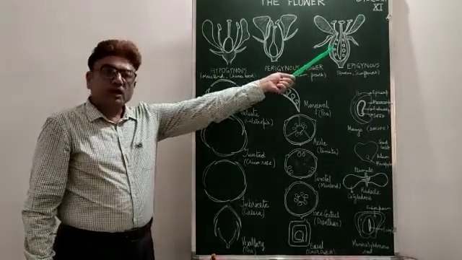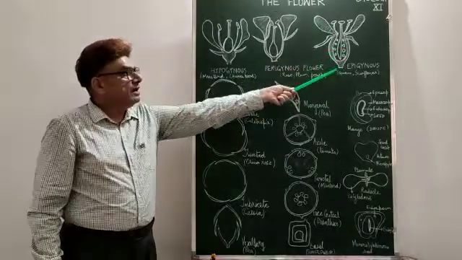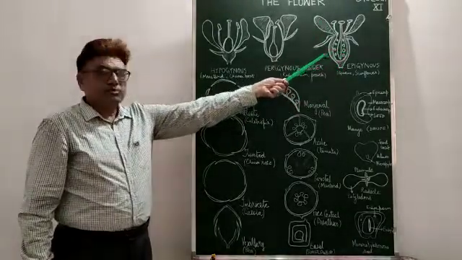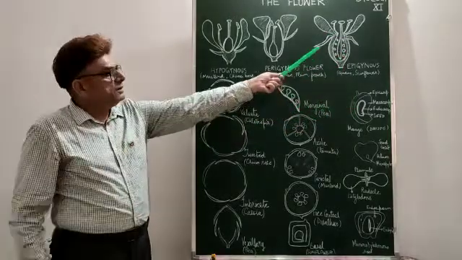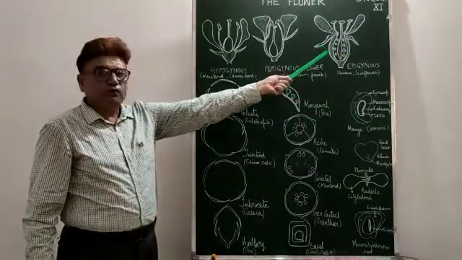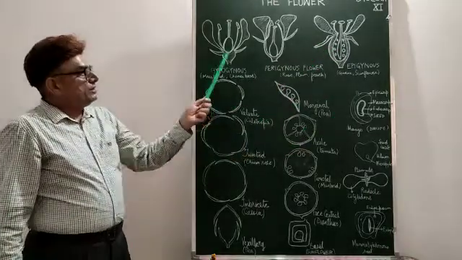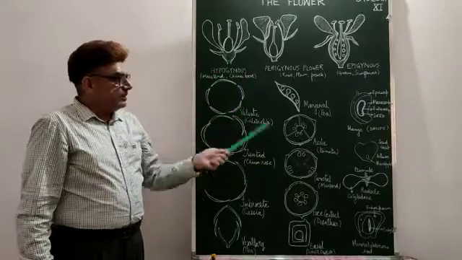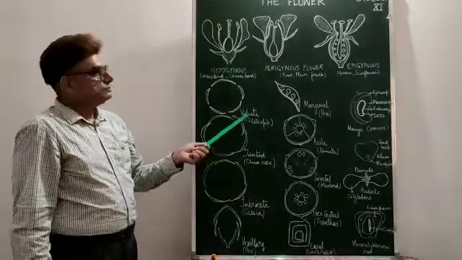Ovules, after fertilization, become the seed, and the ovary, after fertilization, becomes the fruit. This is the fate of the ovule and the fate of the ovary after fertilization, which we'll discuss later on. But now we'll take up the arrangement of placentas in different types of flowers.